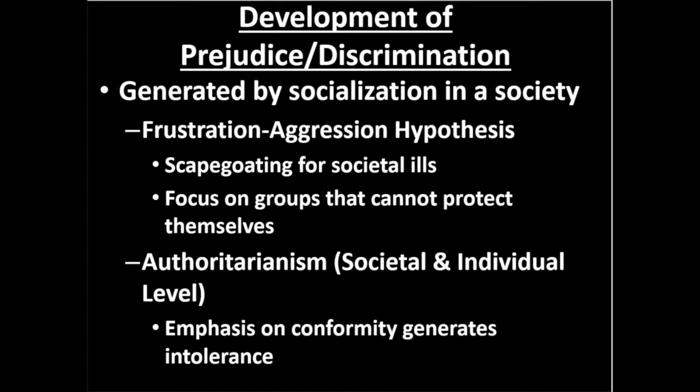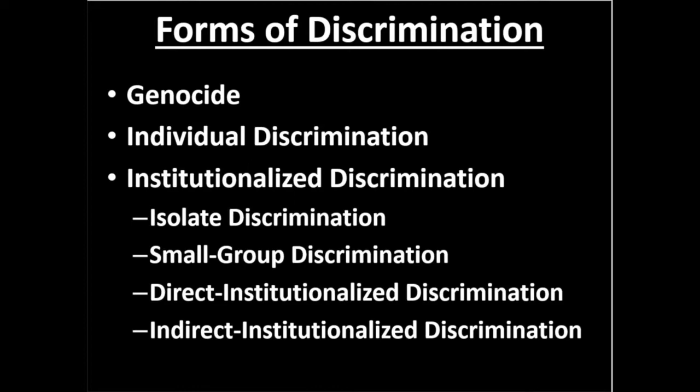So you've seen this already. We've already looked at the frustration aggression hypothesis and the idea of scapegoating, as well as the idea of emphasizing conformity, the authoritarianism. But I wanted to start here because these are the theories or thought processes that we see societies or groups within societies use when they then commit acts of discrimination. And when we look at those, there are a variety of different ways that we see this happen. So let's take a look. So what we look at here are the major ways in which we see discrimination take place. I just want to quickly work through them.